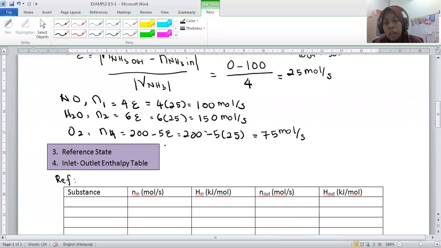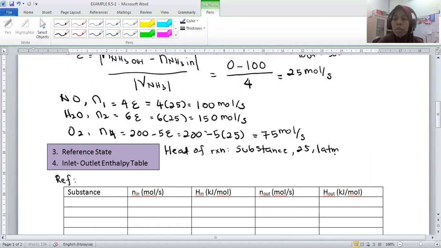For the heat of reaction method, the reference state must be in terms of substances, at 25 degrees C and 1 atm. You can refer to the energy balance procedure in page 374 in your books. For the heat of reaction, it's in terms of substances, inlet and outlet. So you just state whatever substance is in your chemical reaction.